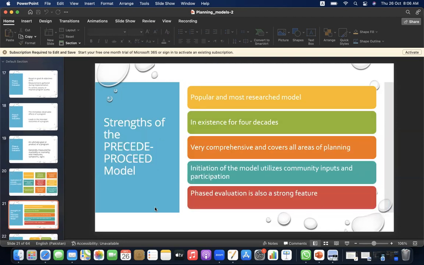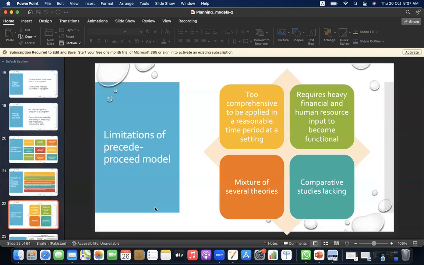So we should know what the strengths of a model are. The strengths of the PROCEED model are that it is the most popular and most researched model in existence for 4 decades, very comprehensive and covers all areas of planning. Initiation of the model utilizes community inputs and participation. Phased evaluation is also a strong feature.